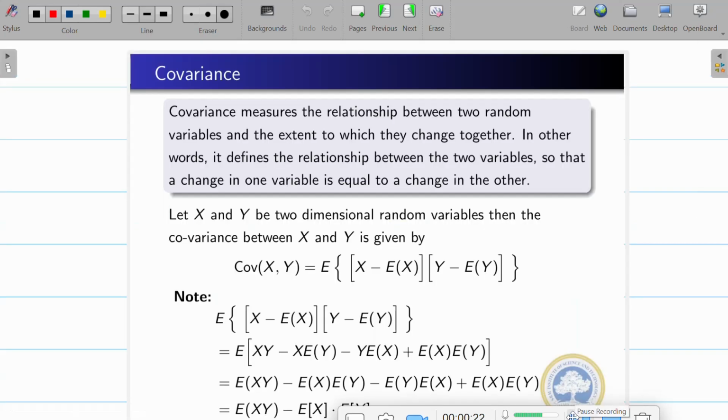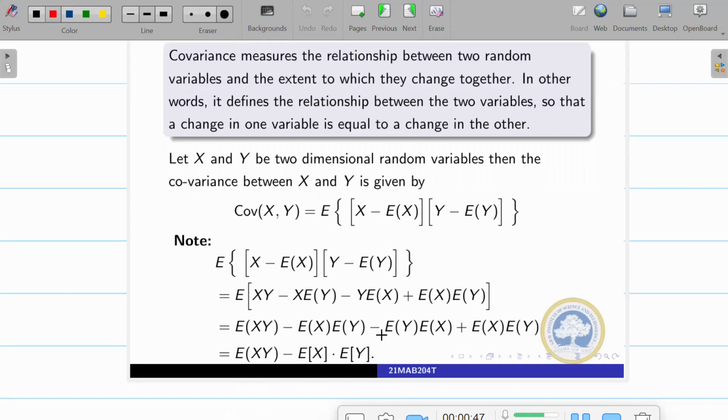Covariance measures the relationship between two random variables and the extent to which they can change together. It is defined as the relation between two variables such that the change in one variable is equal to the change in the other. The formula to calculate the covariance is the expectation of (x minus expectation of x) times (y minus expectation of y). We can also write the covariance of x comma y as the expectation of xy minus the expectation of x into the expectation of y.